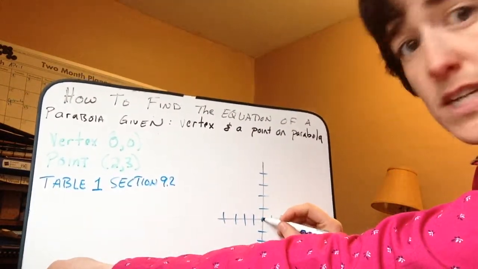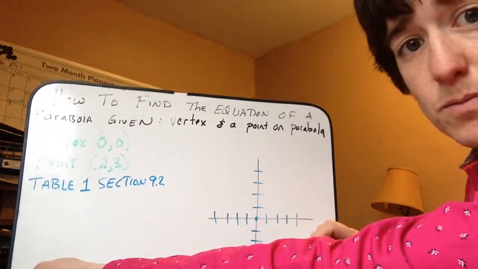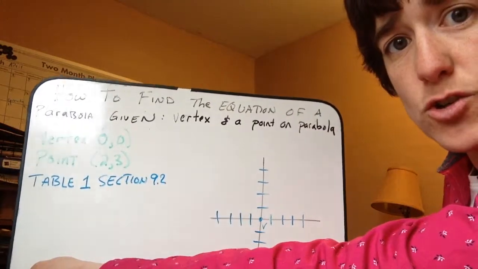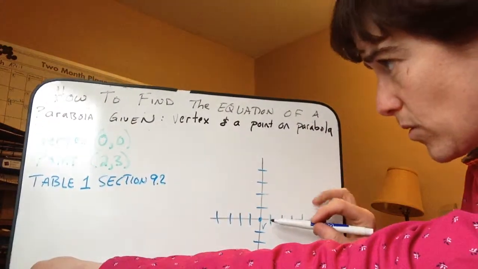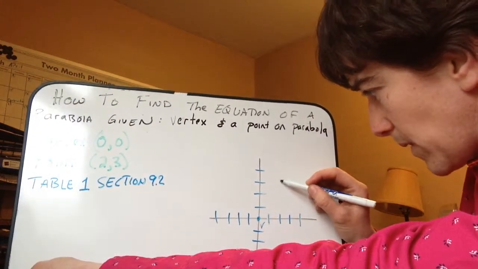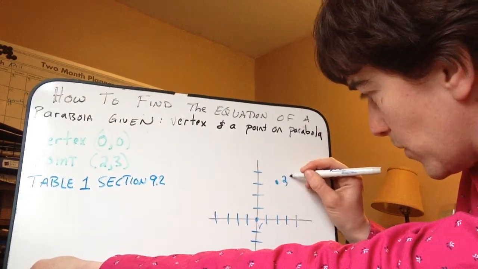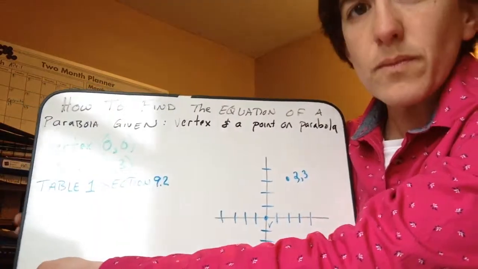So I put in my vertex, and next to my vertex I'm going to put the letter V, and then I'm going to go to my point (2, 3). So I'll go over 2 and up 3, and I know that I have this point (2, 3).